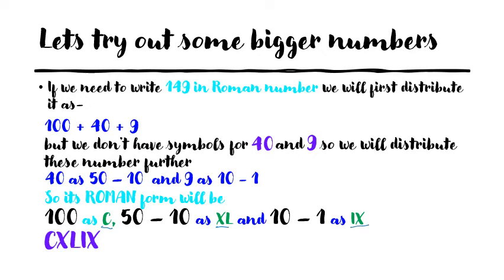Now, can you tell me why we have written XL, not LX? Because whenever we write a smaller Roman number on the left hand side, we will subtract. Therefore, to write 40, we need to subtract 10 from 50. Hence, we'll write the symbol as XL. Similarly, for 9, we have to write IX, that is 10 minus 1. Hence, the Roman number for 149 is CXLIX.